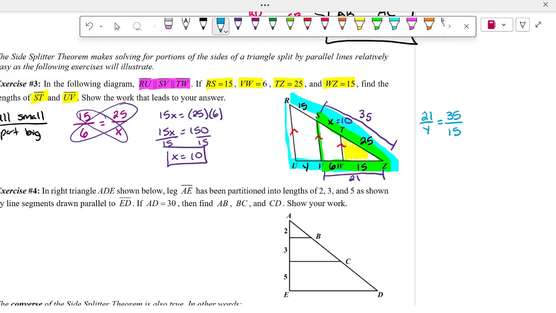All right. So if you cross multiply, you get 35y is equal to what? 315. Divide by 35. Y is equal to 9.